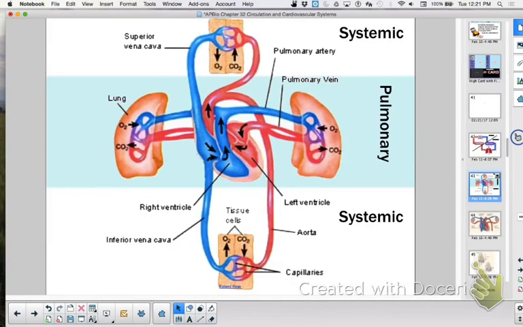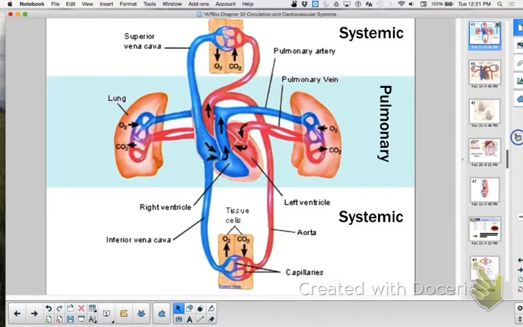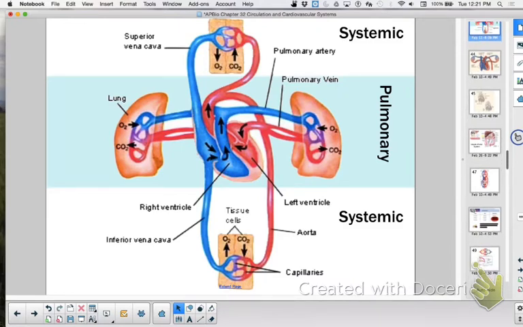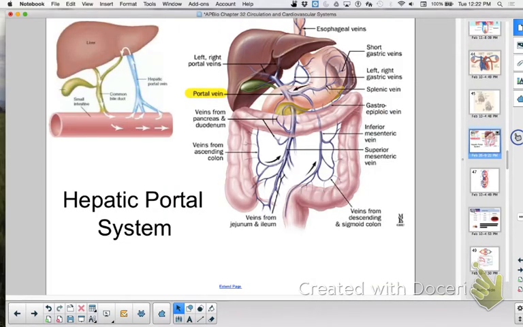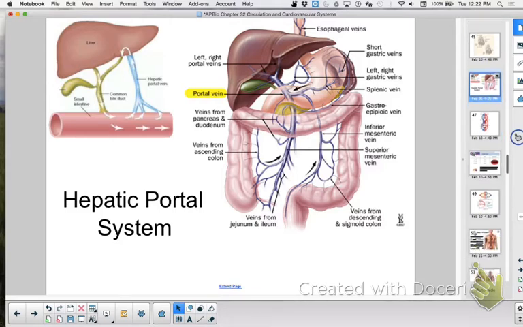You would want to be able to differentiate between the pulmonary and the systemic circuit, and whether or not the blood is oxygenated or deoxygenated. Do you need me to go over this at all, or do you feel pretty confident? Pretty simple stuff? Okay. And then next, we talked about the importance of the hepatic portal vein, and I reviewed that in class today as well, so you're probably pretty good on that one.